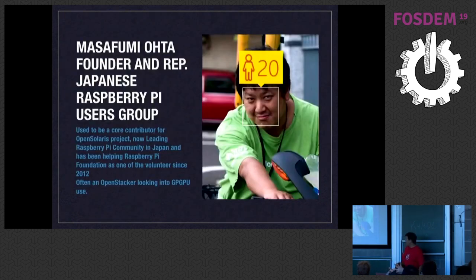My name is Masafumi, and I am leading a community in Japan. I have been volunteering for the Raspberry Pi Foundation since 2012, in the early stages of Raspberry Pi. I used to be a contributor to many open source projects, and now I'm helping the OpenStack project, and I'm looking into the GPU project.